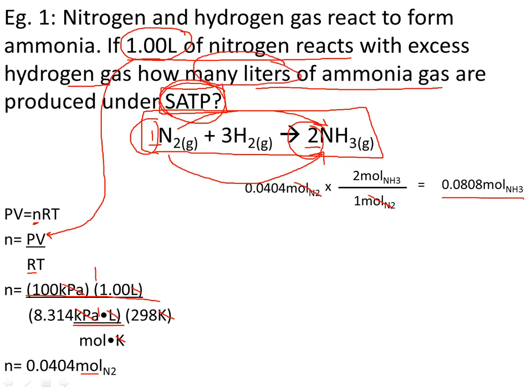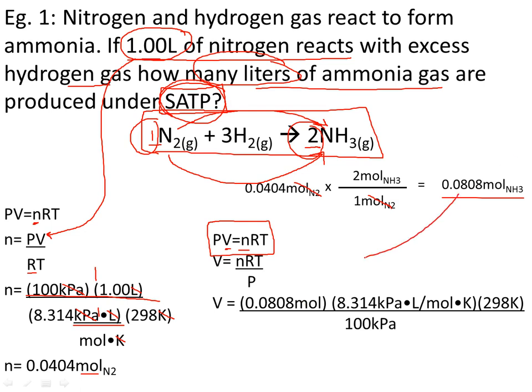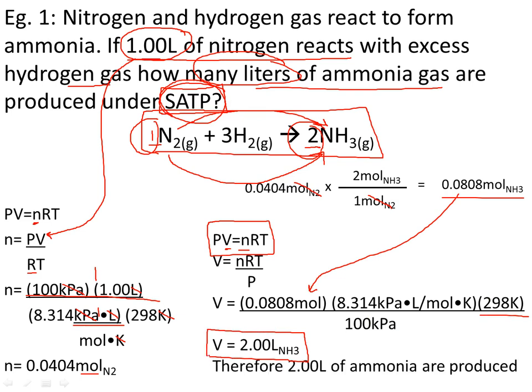That's fine, but they're asking for how many liters of ammonia. So now we've got to take this moles and convert to liters. Since it's a gas, we can use PV equals nRT. In this case, we have moles, we're looking for liters. So rearrange for V, plug in your numbers. We're taking our moles, plug it in here. Same R value as always, that's why it's a constant. This is conditions of SATP, they have not changed, so we're still using 298 Kelvin and 100 kPa, and the volume works out to be 2 liters of ammonia. Therefore, 2 liters of ammonia are produced.